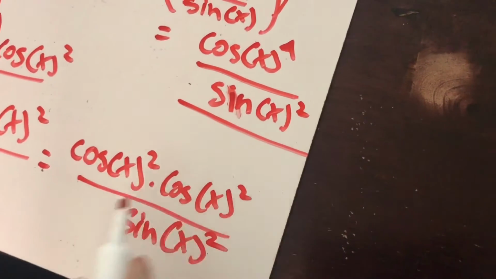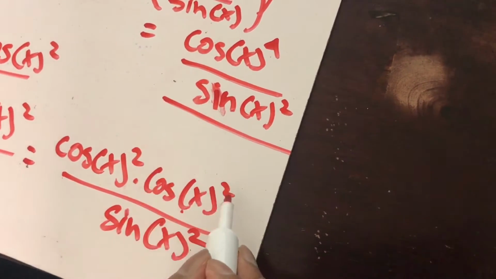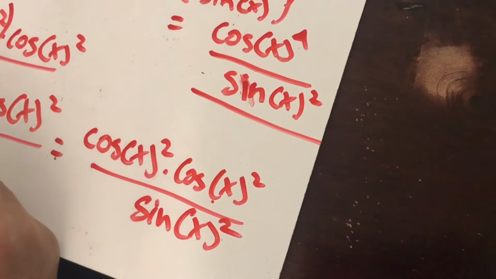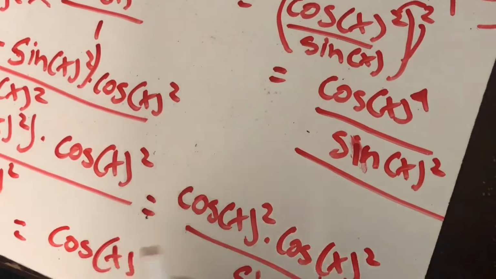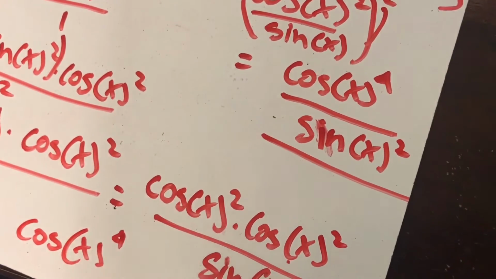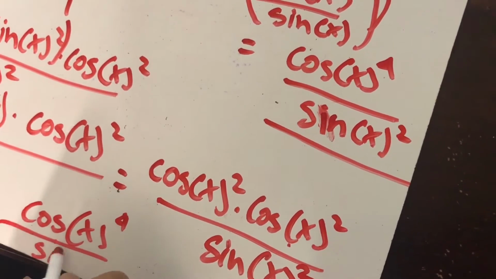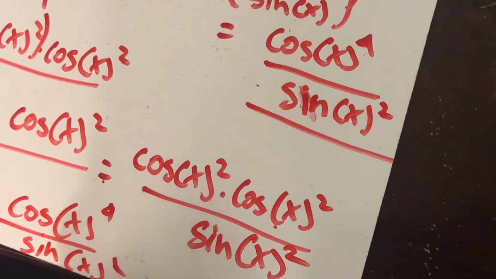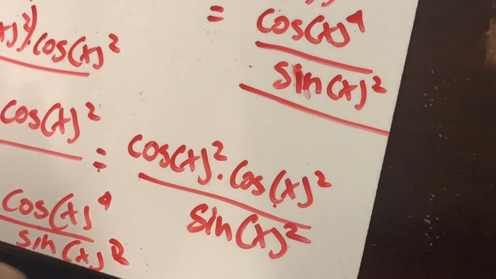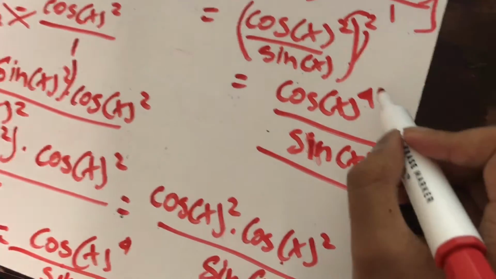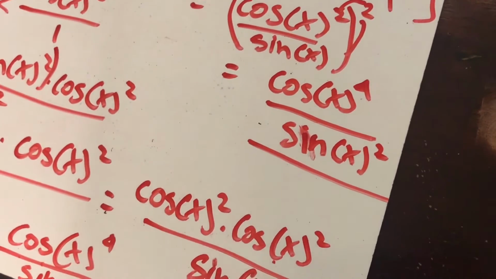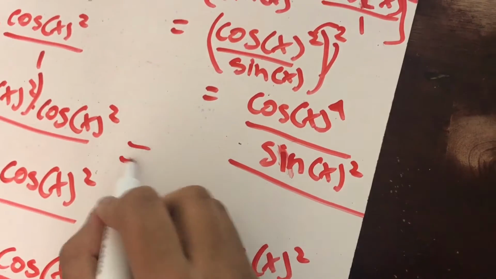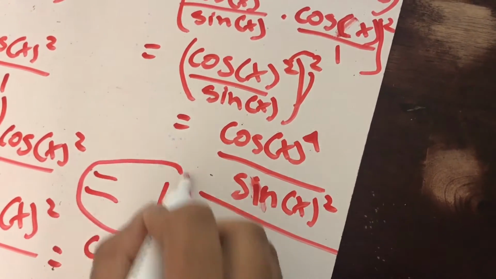So when the bases are the same, you can just add the exponents together. So this is going to be cosine of x equals 4 over sine of x squared. And that's our denominator. And you see over here, our numerator and the denominator are the same thing, which means our simplified answer is going to be 1. Boom.